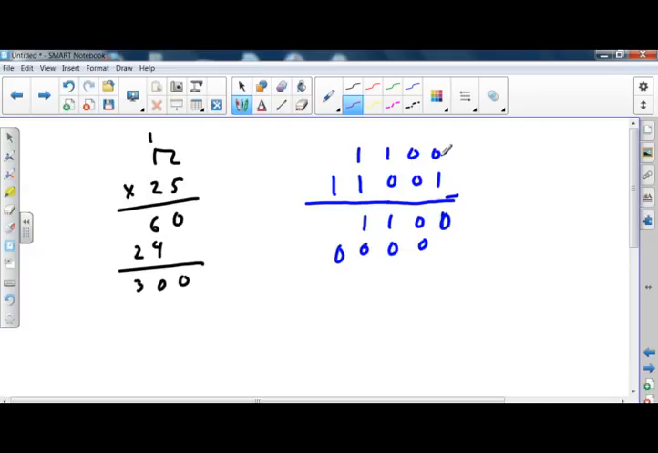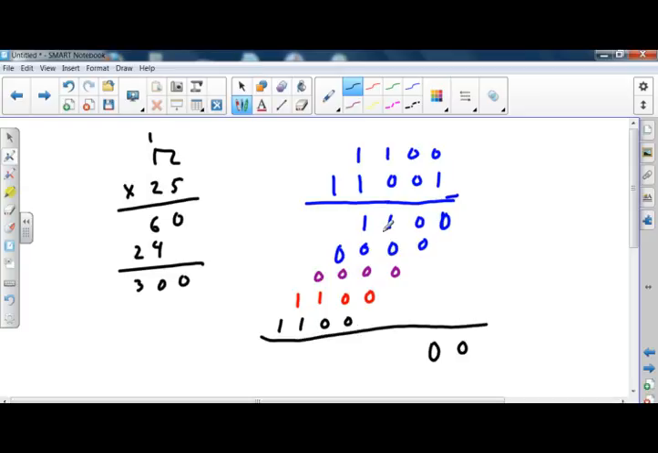Now, 0 times 0 is 0. 0 times 0 is 0. 0 times 1 is 0. 0 times 1 is 0. 1 times 0 is 0. 1 times 0 is 0. 1 times 1 is 1. 1 times 1 is 1. 1 times 0 is 0. 1 times 0 is 0. 1 times 1 is 1. 1 times 1 is 1. Then I add: 0, 0, 1, 1, 0, 1, 0, 1 to carry, 0, 1 to carry, 1.